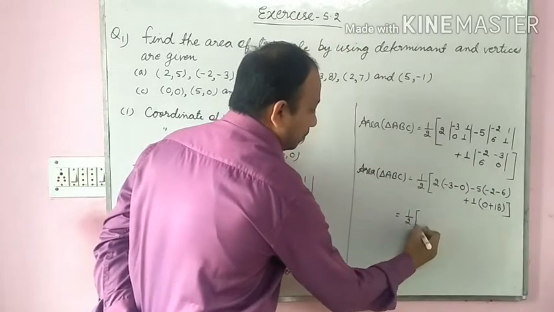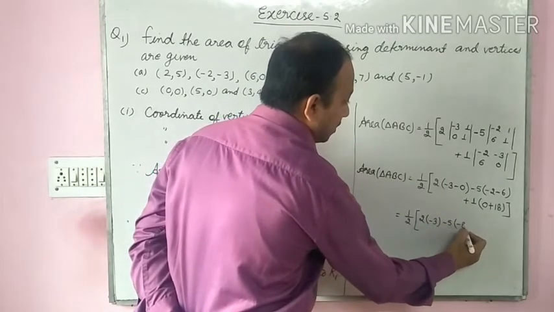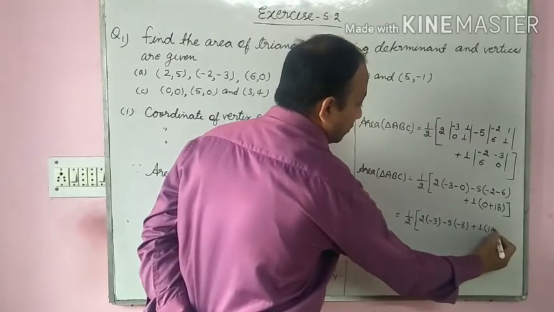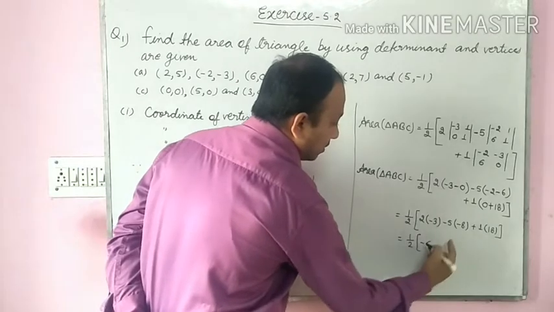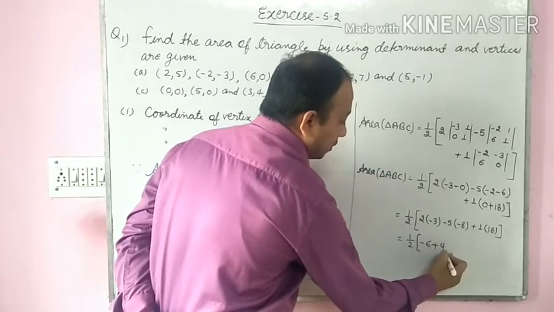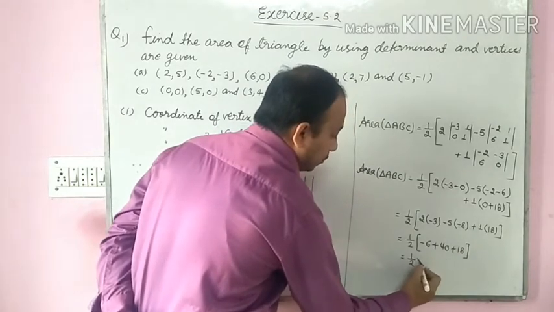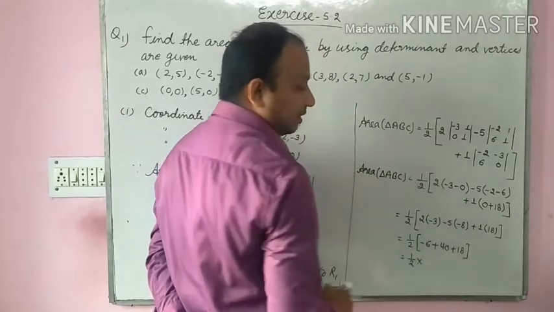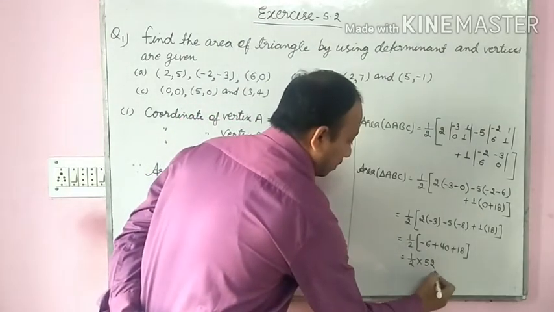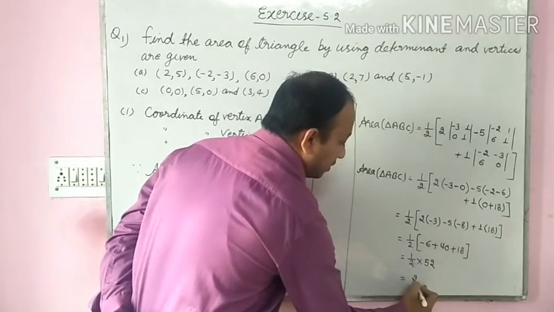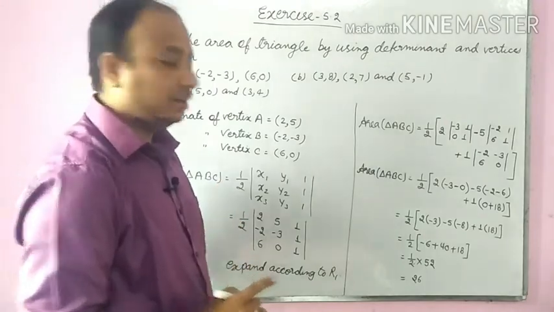1 upon 2 into 2 -3 -5 -8 plus 18. Then 1 upon 2 into 2 3 is 6, -6, 5 8 is 40, plus 18. Look, how much is it: 1 upon 2 multiplied by 40 plus 18 is 58, 58 minus 6 is 52, and 2 into 26 is 52, so 2 gets cancelled. Then 26 square unit is the area of triangle ABC.